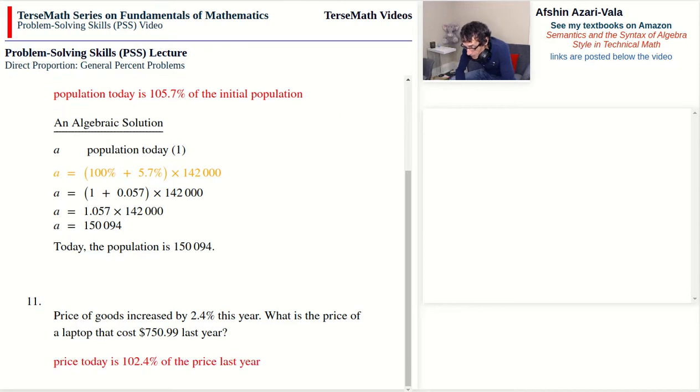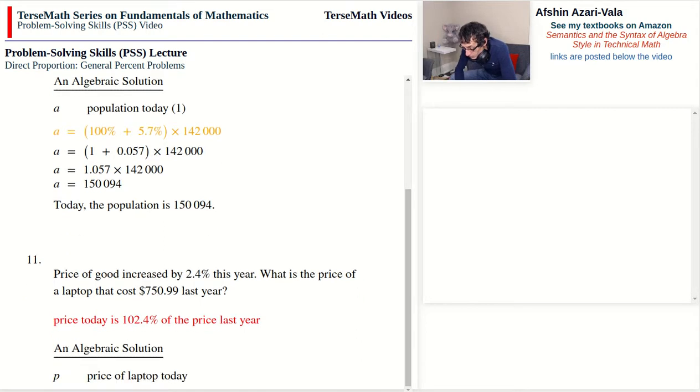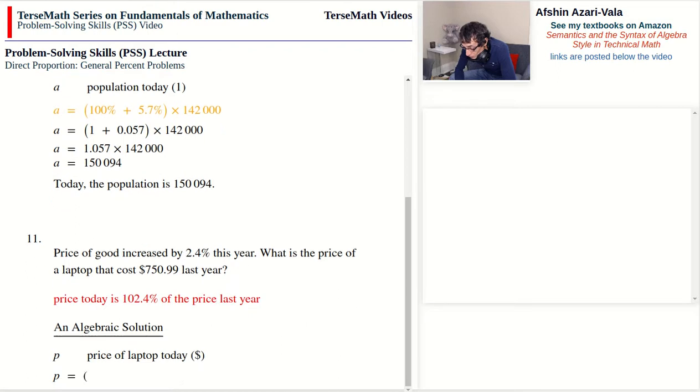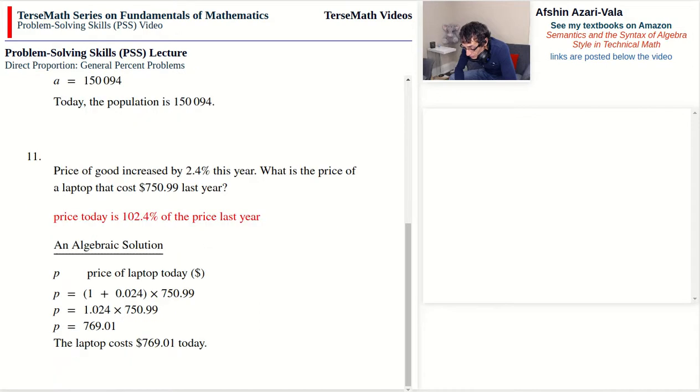Key sentence: price today is 102.4% of the price last year. For an algebraic solution, with P representing the price of the laptop today in dollars, P becomes equal to 1, that's 100%, plus 0.024, which is 2.4% of the price of the laptop last year. So 1.024, which is 102.4% of the price of the laptop last year. And so this year I will have to pay $769.01.